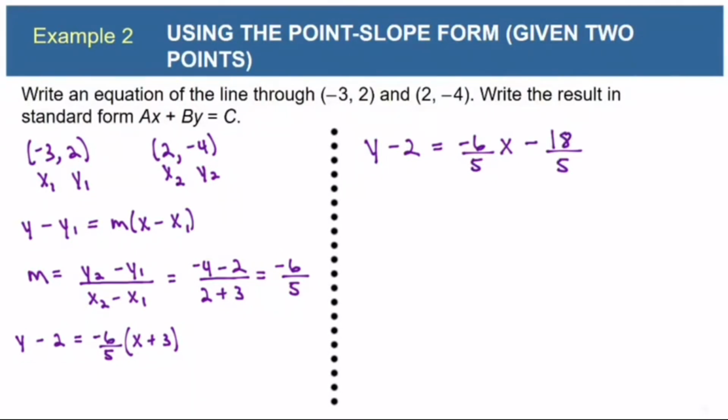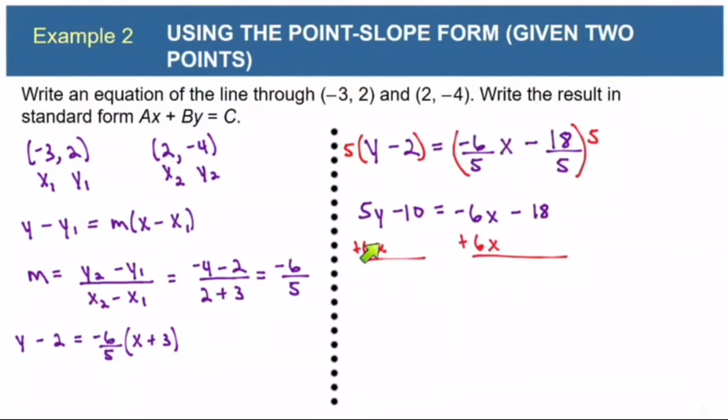Now this time, because I need my answer to end up in standard form, it does make sense to multiply away these denominators. So let's multiply both sides by 5. That will give us 5y minus 10 equals, now when you distribute this 5, these 5's will cancel out and we'll have negative 6x and then minus 18. And now we want to get our x and y terms both on the left and our constants on the right. So let's add 6x to both sides.